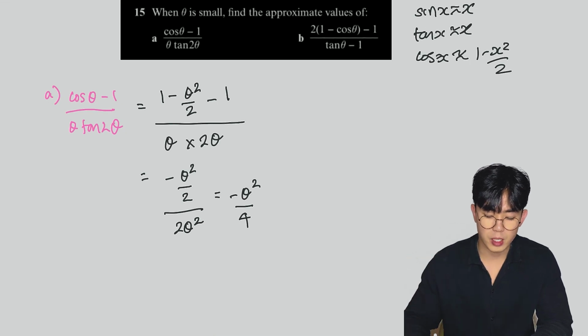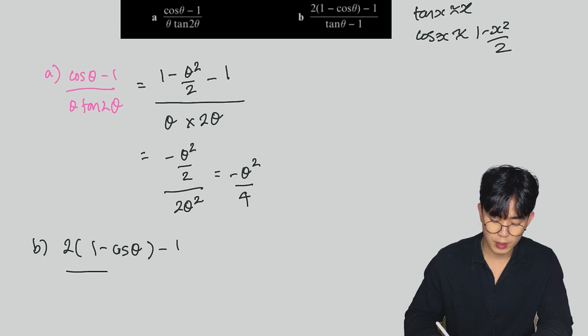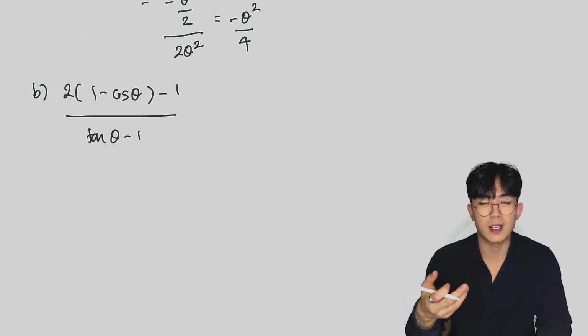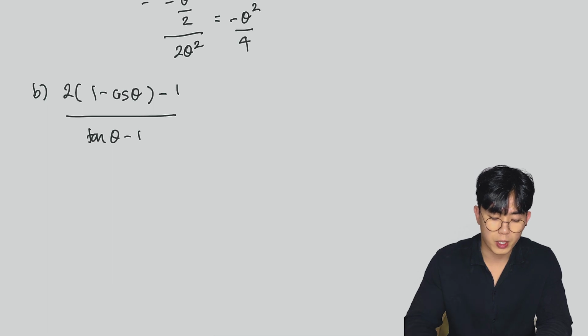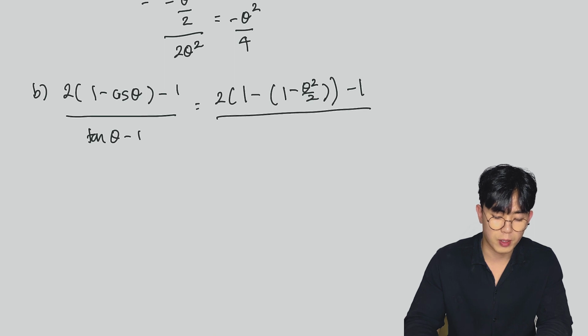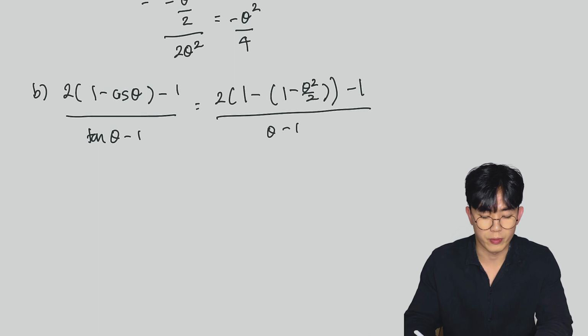Let's look at part B. So we have 2 times 1 minus cos theta, minus 1 over tan theta minus 1, like this. So once again, replacing it in terms of theta, this will become 2 times 1 minus, I'm going to leave it as brackets, 1 minus theta squared over 2, close brackets, minus 1 over theta minus 1, like this. Once we've replaced it with theta, now it's just a matter of simplifying it.